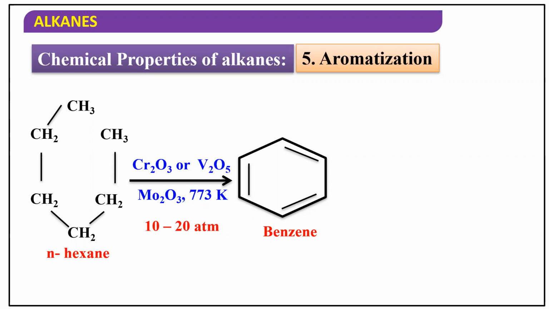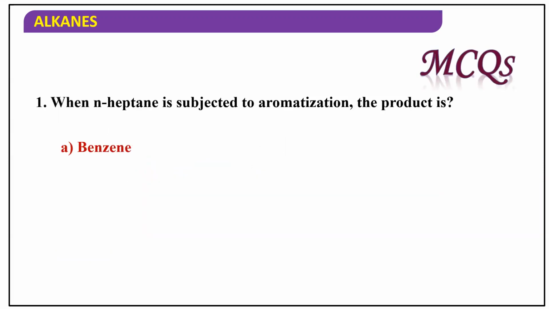Hint is the 6 carbons of heptane will form the benzene ring, just like N-hexane. The 7th carbon will be a substituent. Clear? So I've already given you the hint and the final product. All I want you to do is write the reaction. All right. So if we have written the reaction, let's have a look at the options.